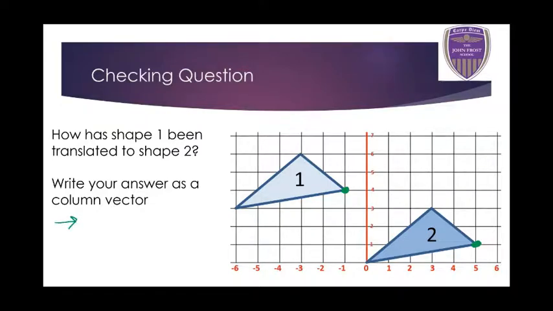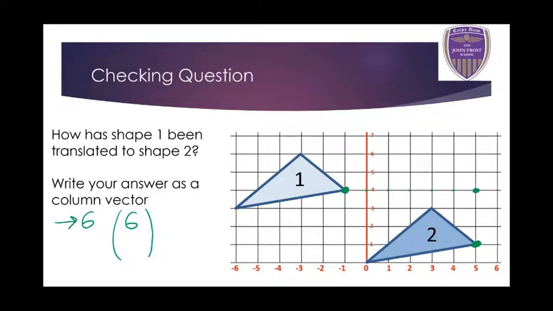How many spaces do I have to go to the right? Well, let's count. 1, 2, 3, 4, 5, 6. Now I'm directly above it now, okay? So I went to the right 6 times. So my column vector, because I went to the right, that was positive. So it would be +6.